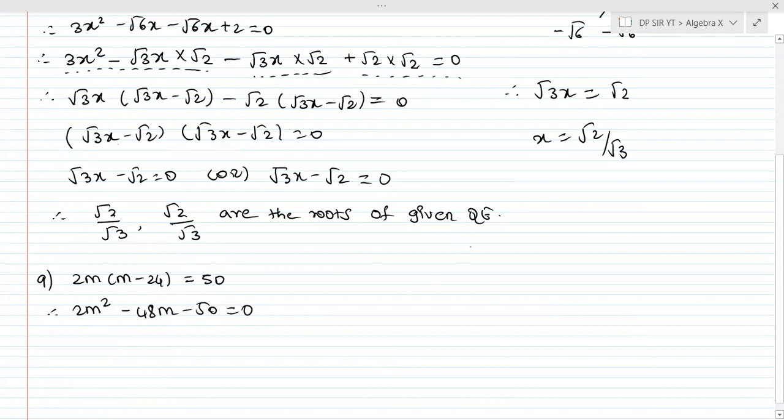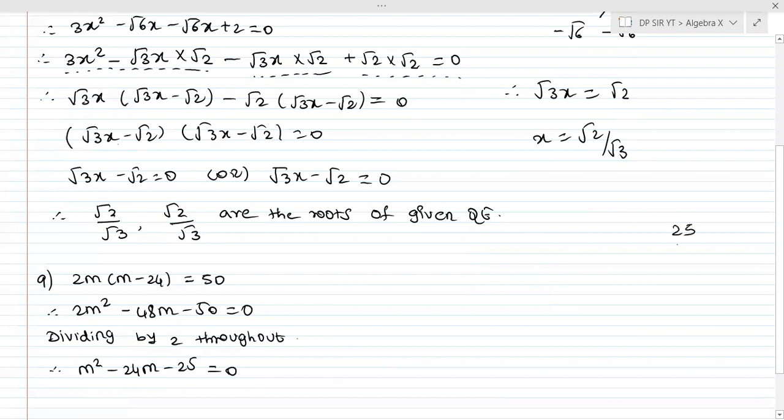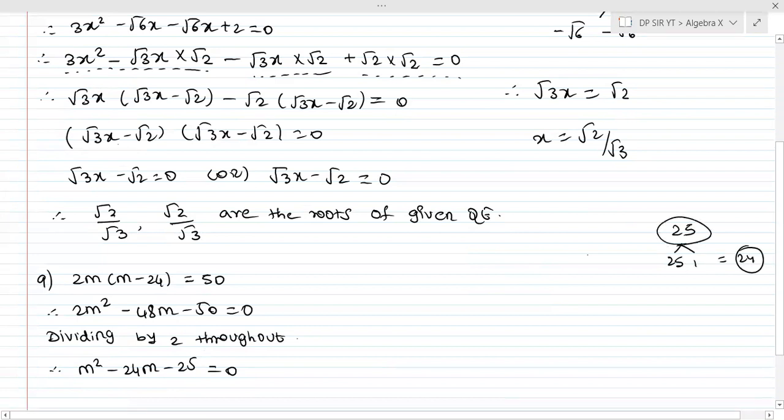It's going to be 50 into 2. So you can divide this first of all. So dividing both sides by 2, dividing by 2 throughout. Okay, therefore here it's going to be m square minus 24m minus 25 is equal to 0. So now you are going to have 25. So you have only one option, 25 and 1, since you require 24 here. Okay, and here it's going to be giving me 25.